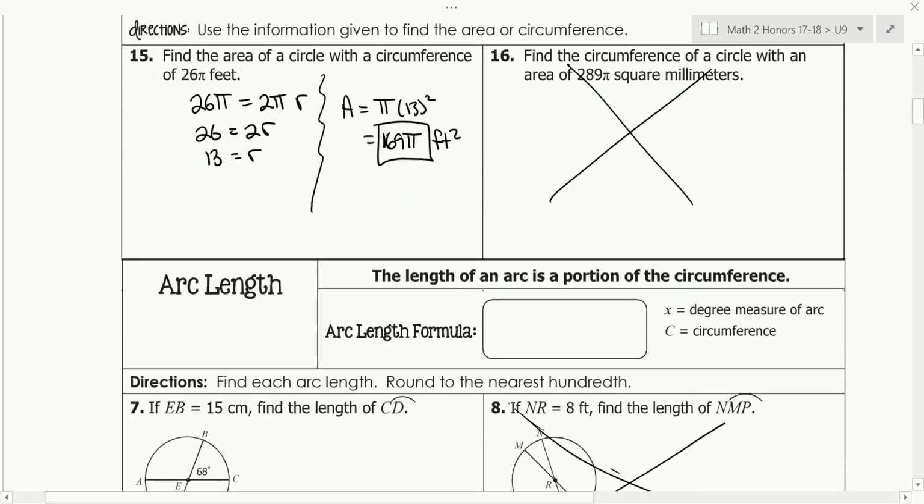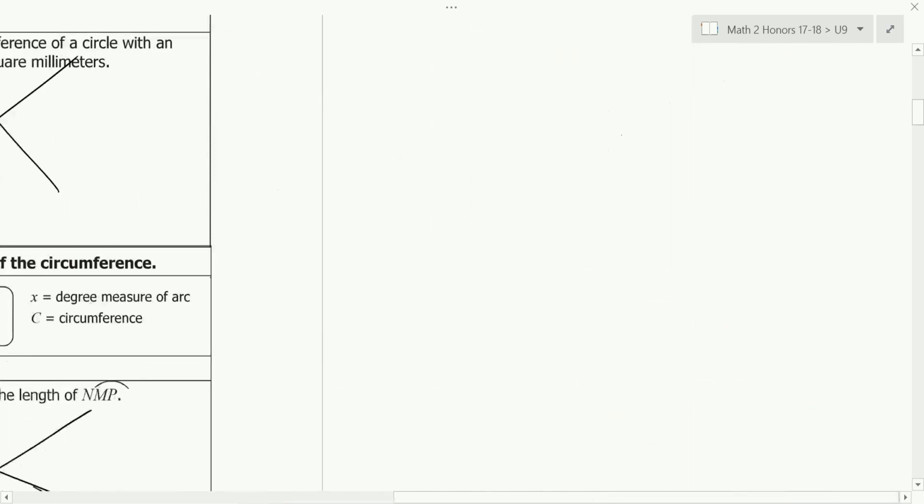So arc length is a portion of the circumference. So if you know the whole circumference, you're going to find maybe a fraction of it. And so let me give you an example. So say I have a circle here, and I tell you that the circumference is 100 centimeters or some length there, right? That's our circumference. And I pick a couple points on the circle. So here's point A, here's point B.